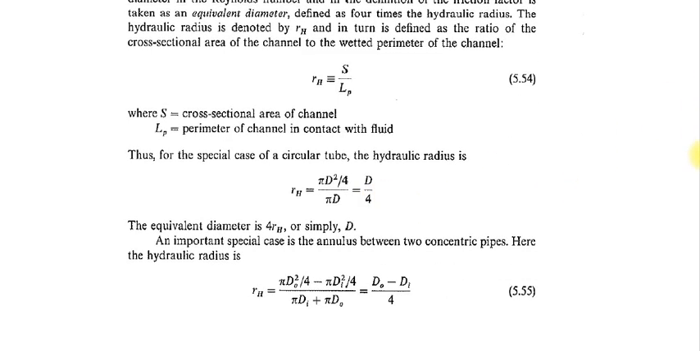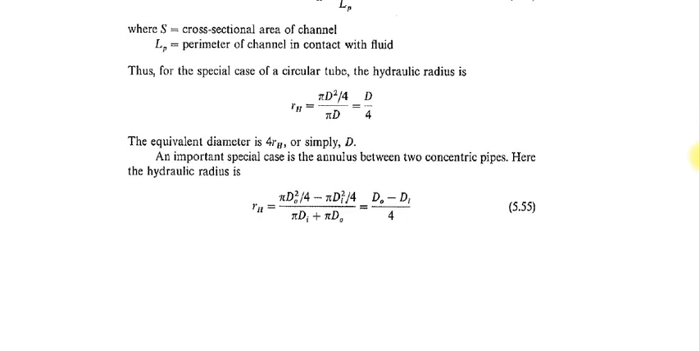Suppose you have a non-circular channel, an annulus. Annulus means you have two concentric pipes and fluid is flowing between the two concentric pipes. Suppose the outer diameter is d0 and the inner diameter is di, and between d0 and di fluid is flowing. So pi d0 square by 4 minus pi di square by 4 is the cross-sectional area of the flowing channel, and pi di plus pi d0 is the perimeter of the flowing channel. So you will get d0 minus di by 4. This is the hydraulic radius of the annulus.